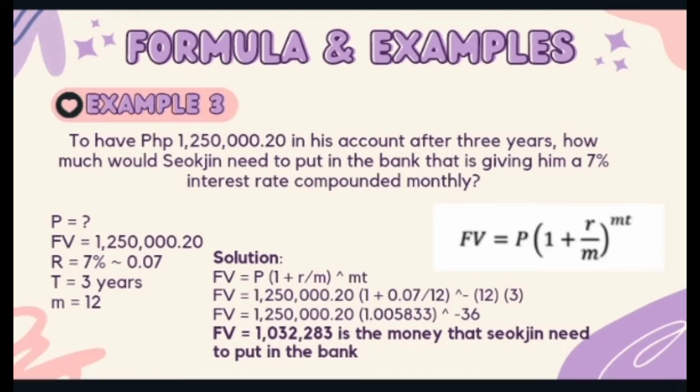Now the solution would be FV is equal to P open parenthesis 1 plus R over M close parenthesis raised to MT. The distribution: 1,250,000.20, 1 plus 0.7 over 12 raised to negative 12 and 3. So 1,250,000.20 and open and close parenthesis 1.005833 raised to negative 36, you will get 1,032,283 is the money that Sokjin needs to put in the bank.